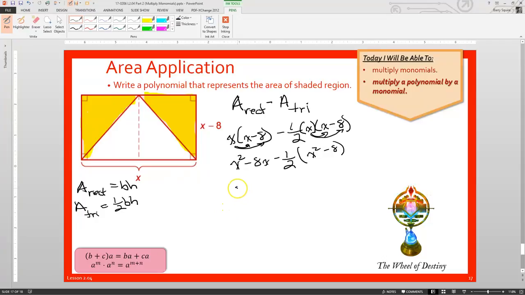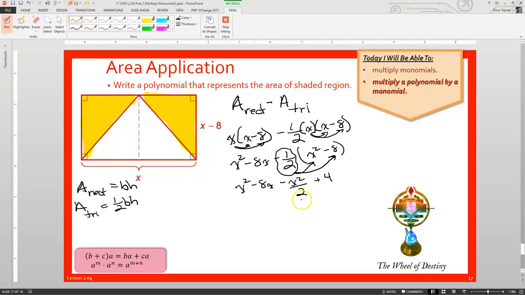So let's see, x squared minus 8x. Now we have more distribution to do. We have a negative 1/2 that we have to multiply through. So negative 1/2 times x squared is negative x squared over 2. And negative 1/2 times negative 8 is plus 4. Now let's start combining our stuff.